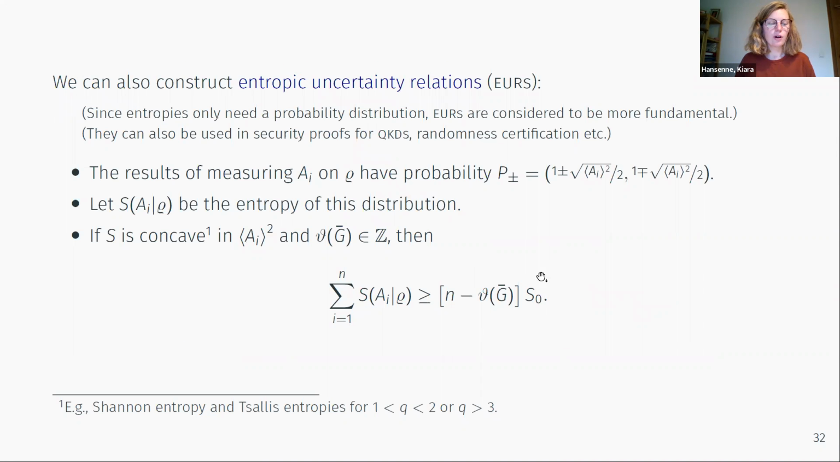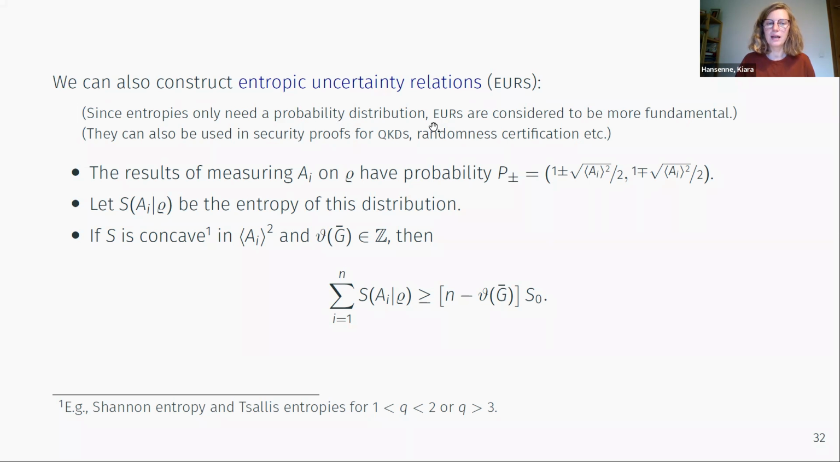And now we can also build some entropic uncertainty relations. So what are entropic uncertainty relations? Well, they are uncertainty relations again, but based on entropies. And entropies only need a probability distribution, meaning that in order to build an entropic uncertainty relation, you just need to know the probability distribution of your measurement results, and you don't need to know any expectation value or the eigenvalues of some observables and so on. You just need a probability distribution.